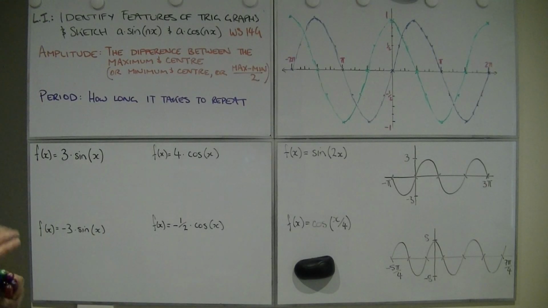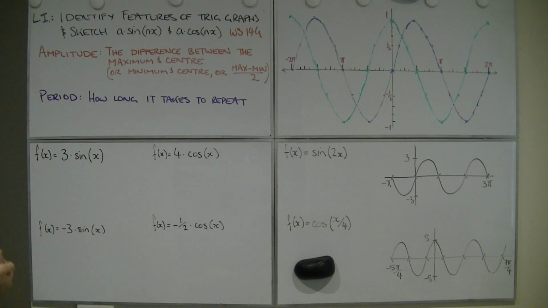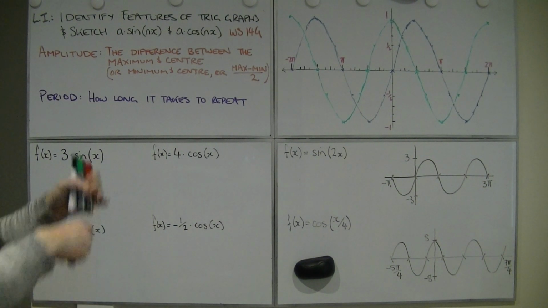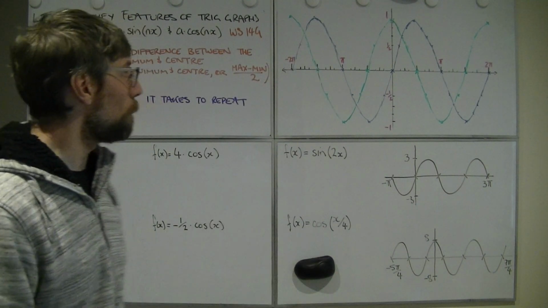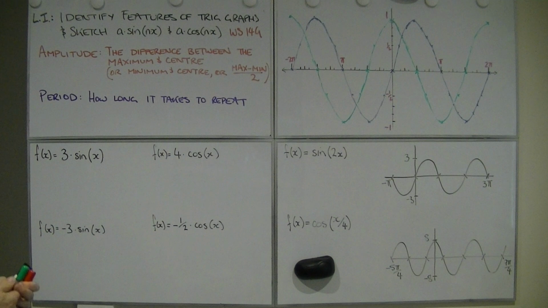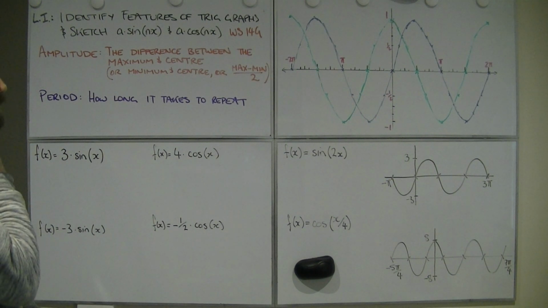Okay, identify features of trig graphs and sketch a sine of nx and a cos of nx. So, we're going to introduce this idea of features, which just means, what does this thing look like? Okay, I've got my old graphs from last time, because they were so pretty that I just had to keep them. If we look at this, what can we say happens?